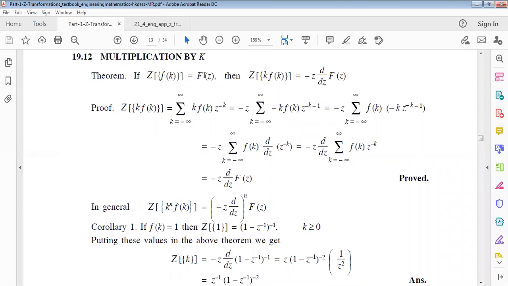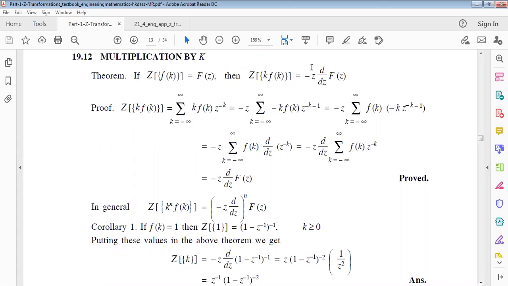Now, multiplication by k, another theorem. If the Z transformation of the sequence f(k) is F(z), then if we multiply k with this sequence, it will give the result minus z into d/dz, the differential operator of the complex function z, of the Z transformation F(z). So we can prove this.